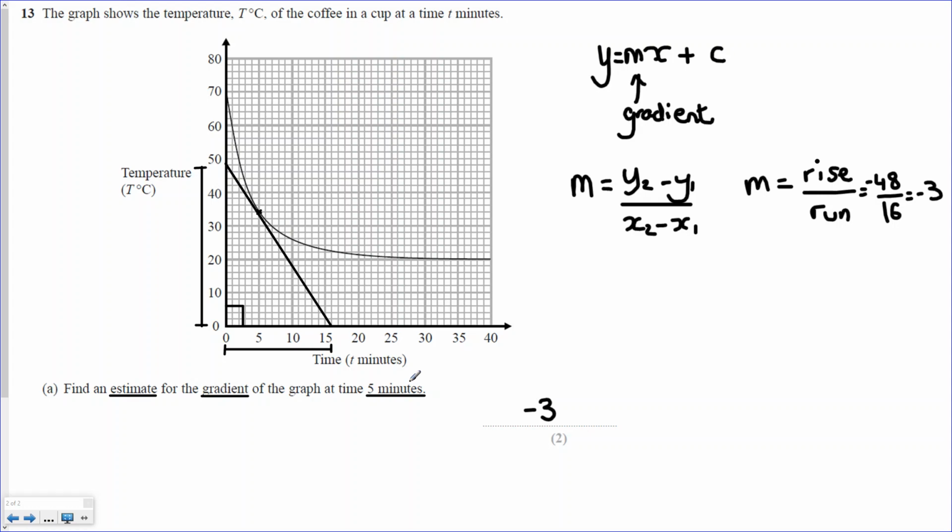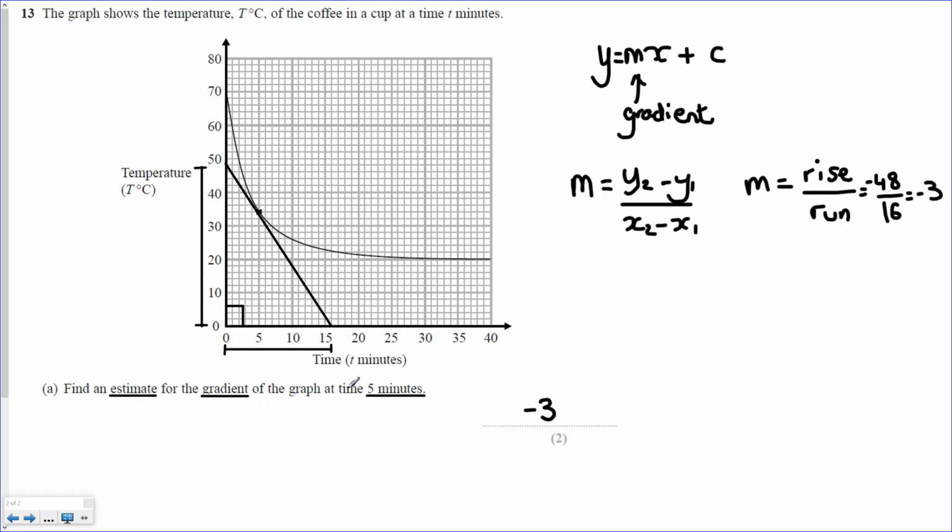If you study A-level maths, you'll do a little bit more work on gradients, something we call differentiation. It's quite interesting. The question did say find an estimate. So what that means is if you got an answer of, let's say, minus 2.9, that's also correct. Minus 3.1 would be correct. I think the range of answers for this question was anything between minus 2.85 to minus 3.5. So that was the range. If you got minus 2.6, that was okay as well.